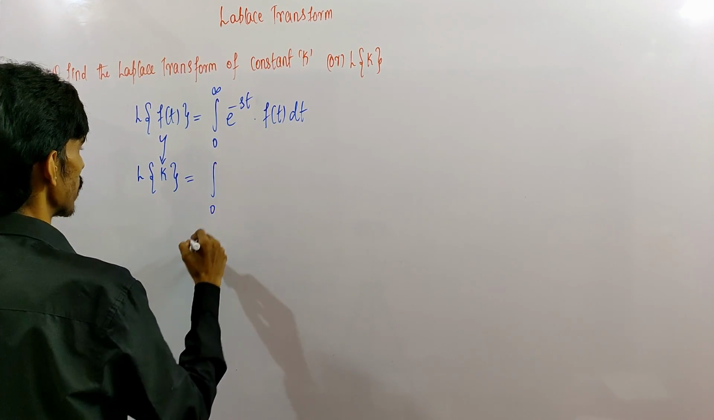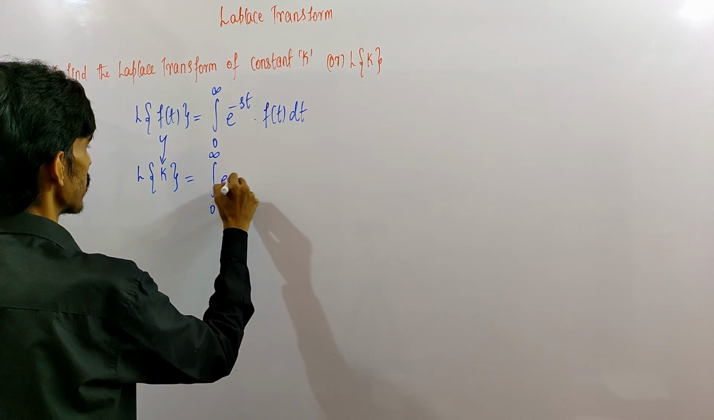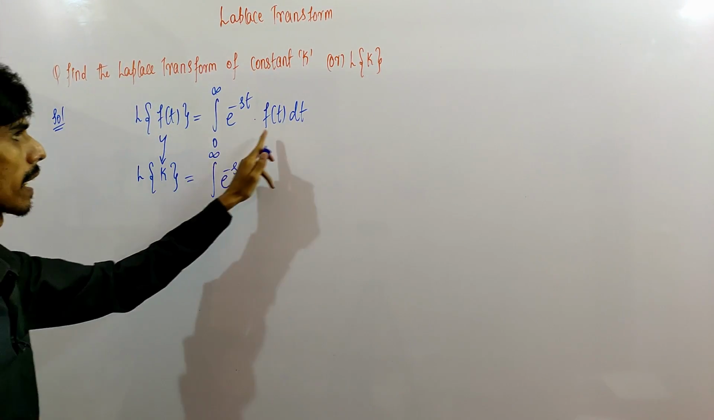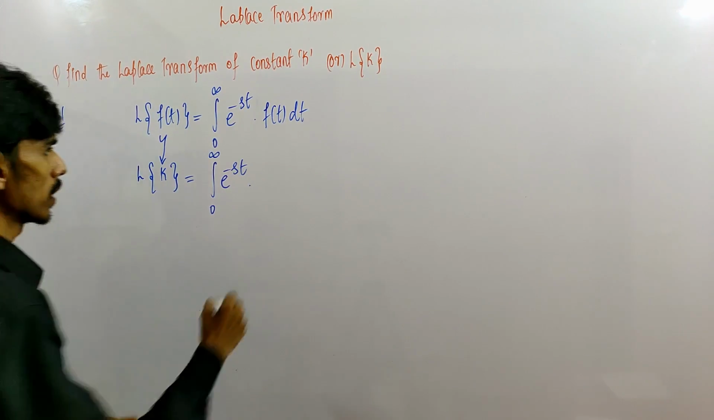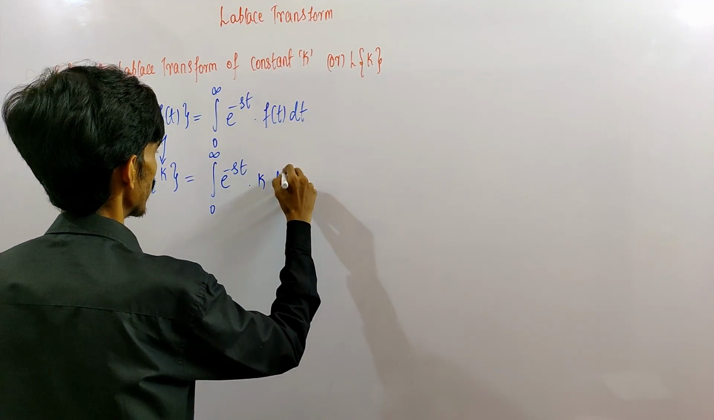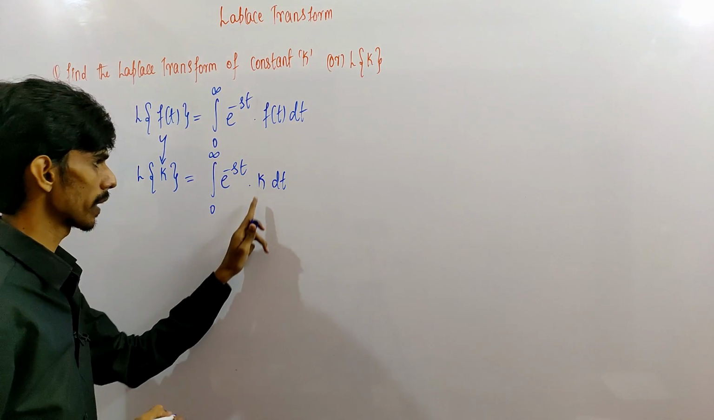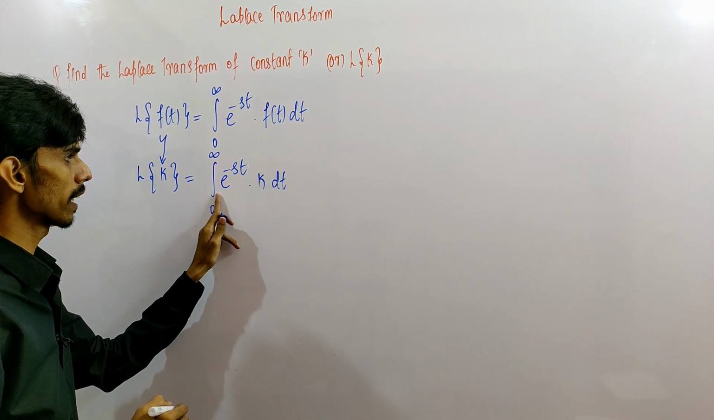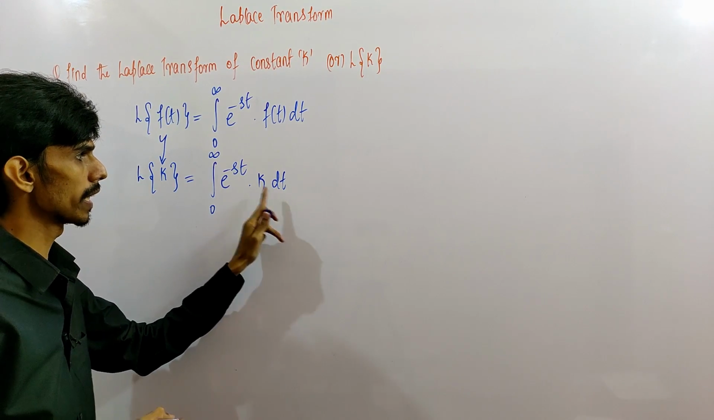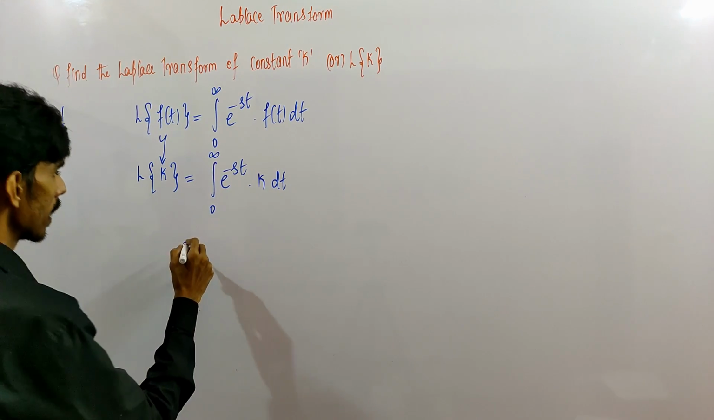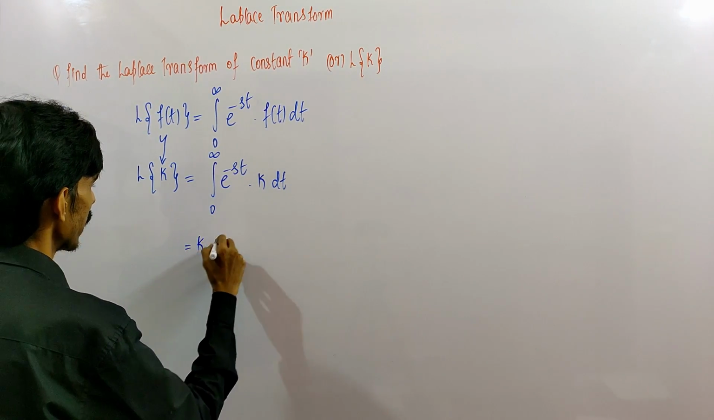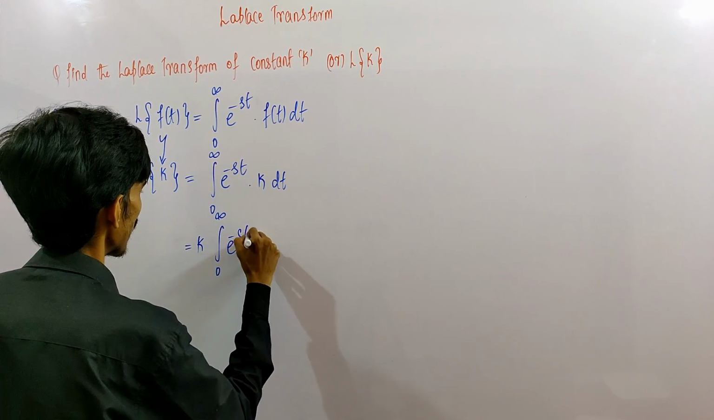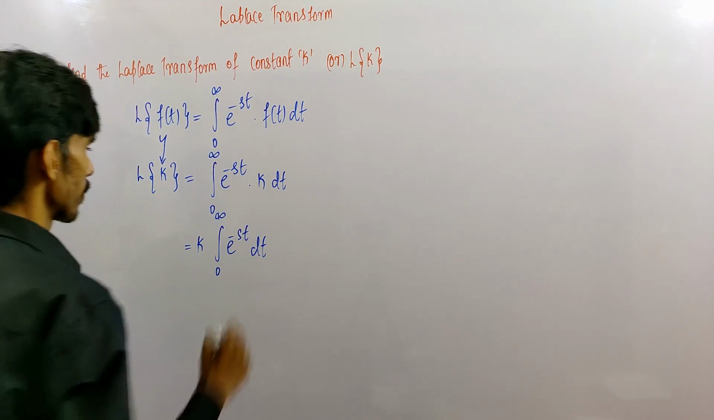So it will become 0 to infinite e power of minus st as it is. If f of t is there, we are writing f of t. Here we have k, so write down k here dt. Now k is independent of this integral since this integral is defined for variable t. So we can take this k outside the integral. We have k integration 0 to infinite e power of minus st dt.